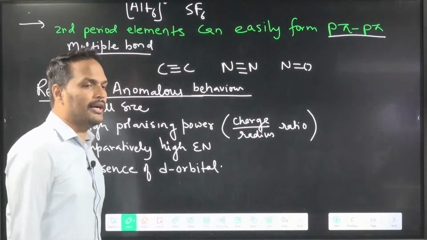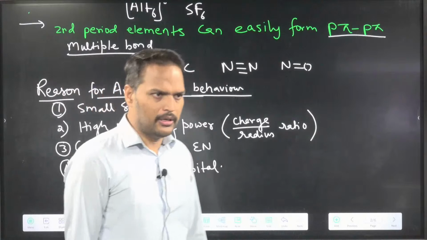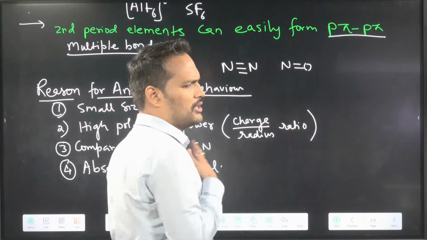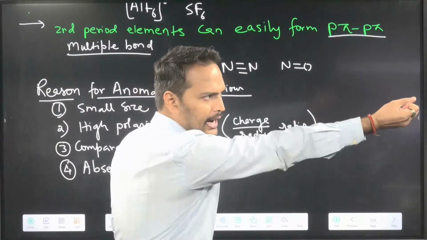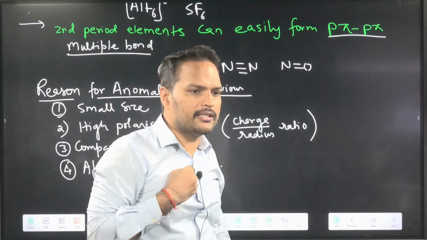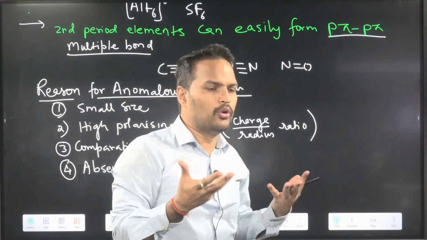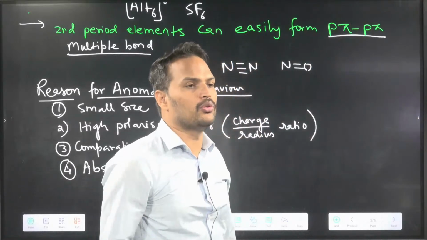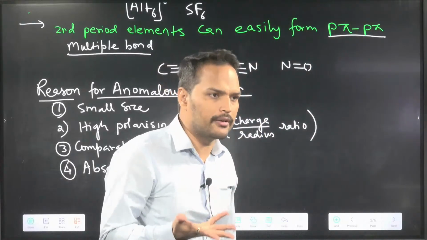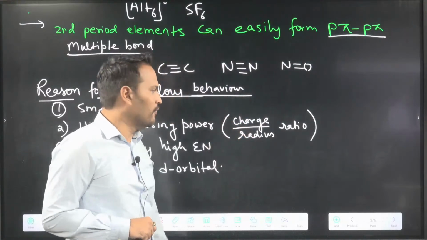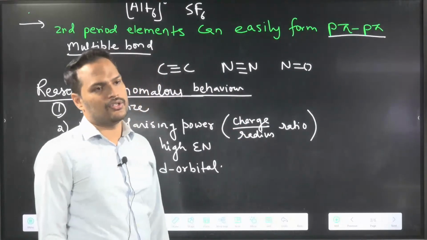What is the second point? High polarizing power. Although we can explain all these things, you can think like this, suppose some cation is there, it will attract the electron of other. It will make him plus minus, that is polarizing. Polar means what? Plus minus. Creating somewhere plus minus is known as polarizing power. That is dependent on charge to radius ratio, which is very large.